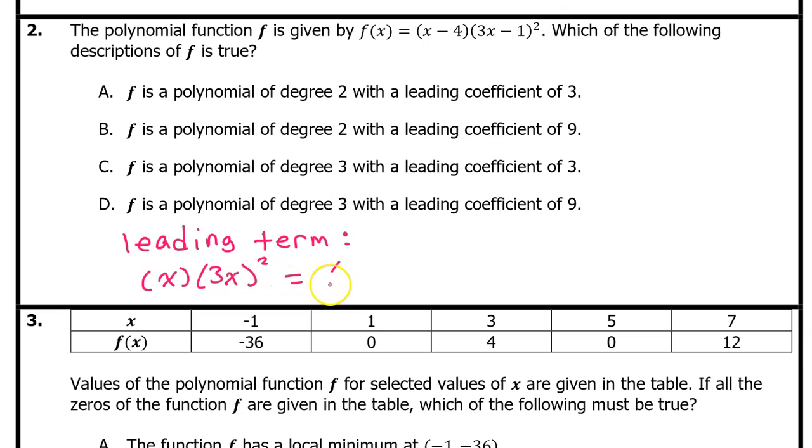So this is the same thing as x times 9x squared, which would be equivalent to 9x to the third power. So the leading coefficient is 9 and the degree is 3. So let's see, degree 3, leading coefficient of 9, the answer is D.